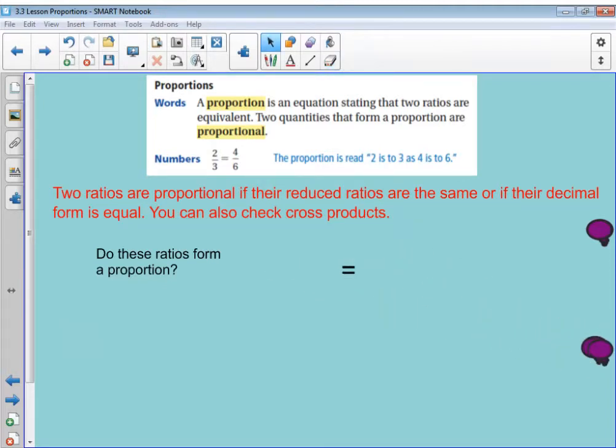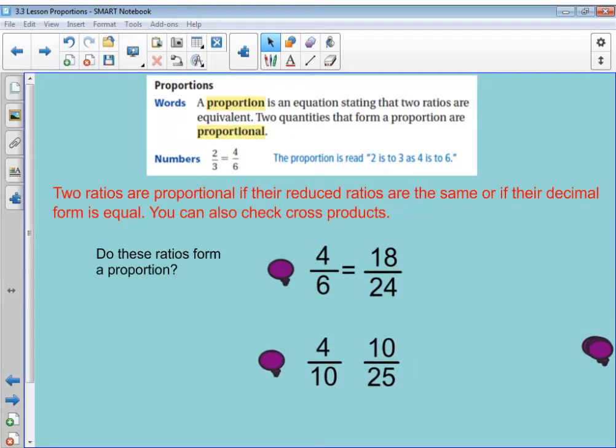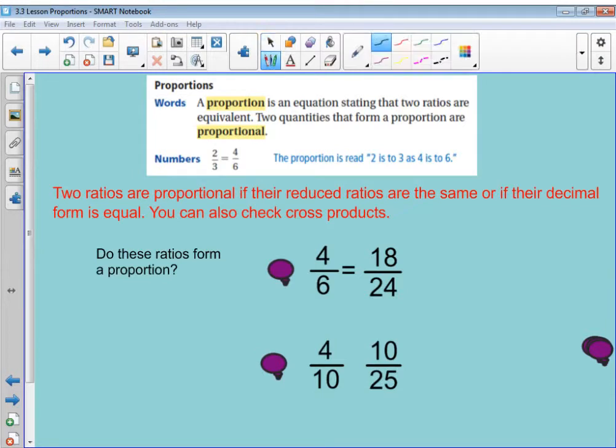I want you guys to try this one on your own, as well as this one. And I need an equal sign between these. Go through and check those two. You can pause your video so that you've got time to work. See if they are proportional to each other or if they create proportions.